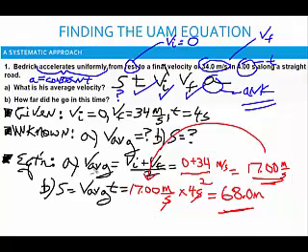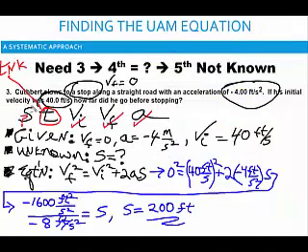Equation for part A. Average velocity for constant acceleration is the initial velocity plus the final velocity divided by 2. Here that is 0 plus 34 meters per second divided by 2, or 17 meters per second. Part B. How far did he go? The displacement is the average velocity times the time, where we just found that the average velocity is 17 meters per second times the time of 4 seconds. He went 68 meters.